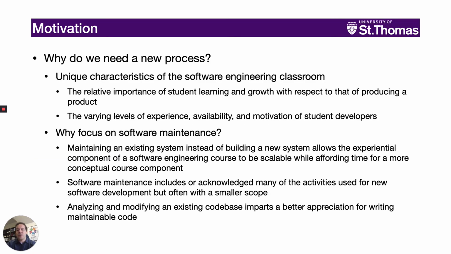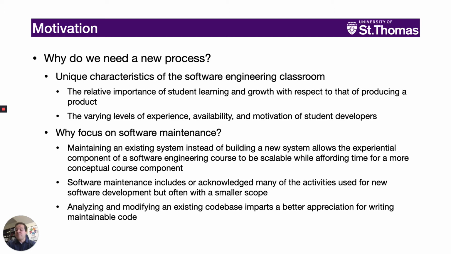So, why do we need a new software engineering process? Software engineering processes have evolved to cope with the changes in how software is produced. Changes in workplace environment, organization culture, available tools, client availability, and involvement have all prompted corresponding changes in process. The software engineering classroom is an environment with many unique characteristics, including the relative importance of student learning and growth with respect to that of producing a product, and the varying levels of experience, availability, and motivation of student developers. These unique characteristics can be better supported by a process designed to account for them.